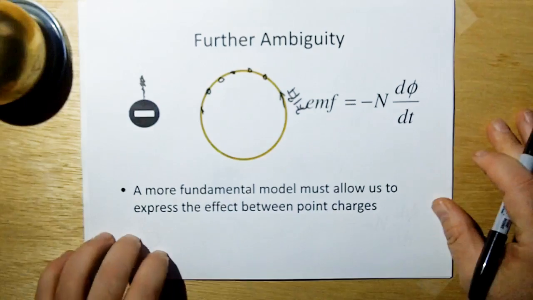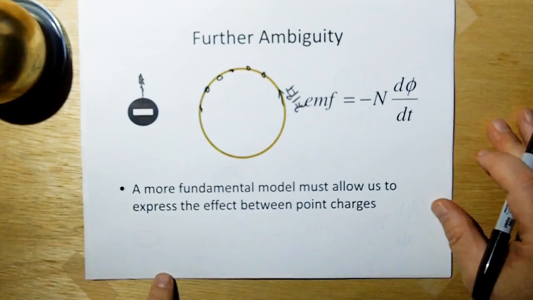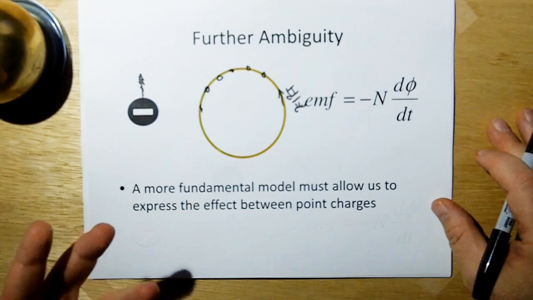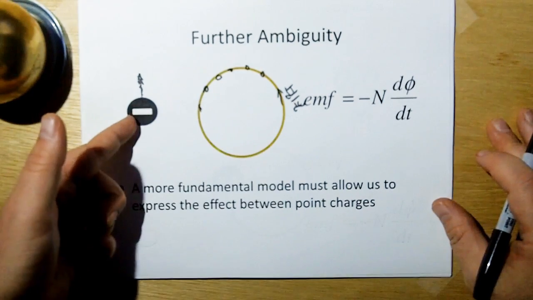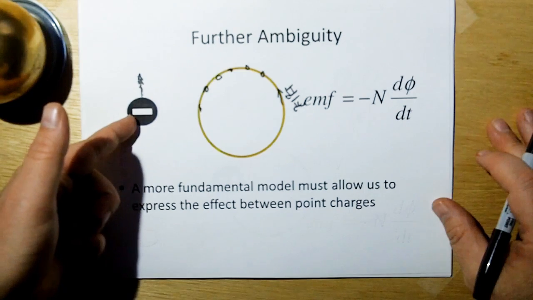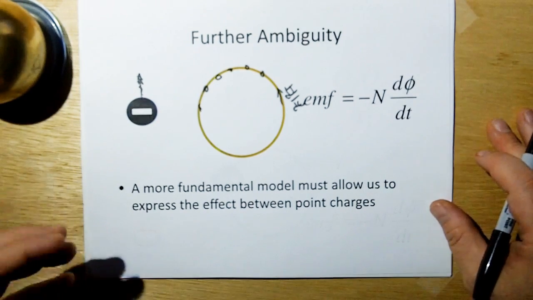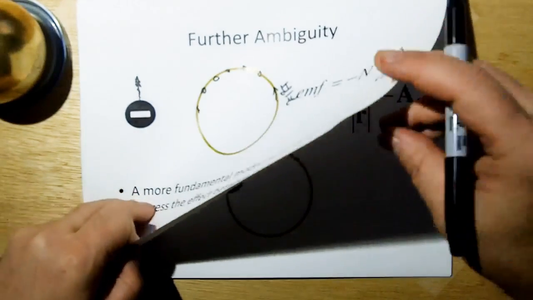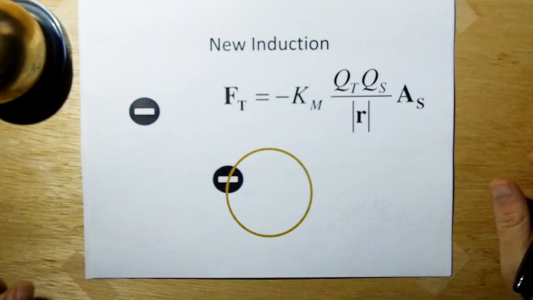So you mean charges only when they're accelerating outside of a loop can induce an EMF in a loop? And a changing current in a loop does not induce a force on a charge outside? There's something wrong. There's a lack of reciprocity here. And so therefore, that's why I went on the search and found the model called new induction.